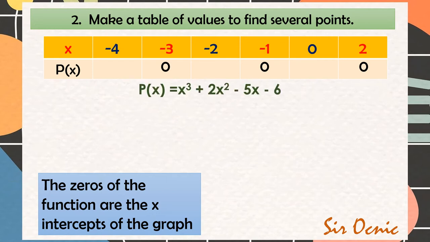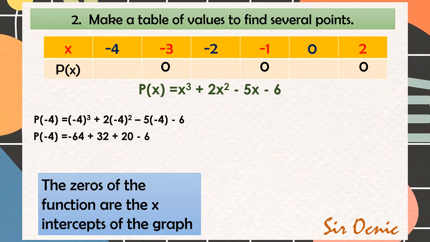Using the polynomial function x cubed plus 2x squared minus 5x minus 6, let us now substitute the values of x in the function. P of negative 4 is equal to negative 4 cubed plus 2 times negative 4 squared minus 5 times negative 4 minus 6. That is equal to negative 64 plus 32 plus 20 minus 6, which is equal to negative 18. Therefore, if x is equal to negative 4, then p of x is equal to negative 18.